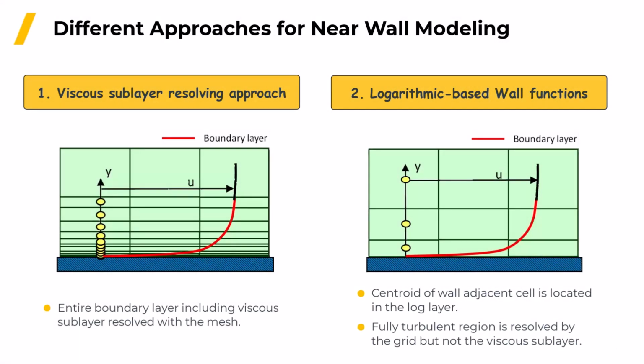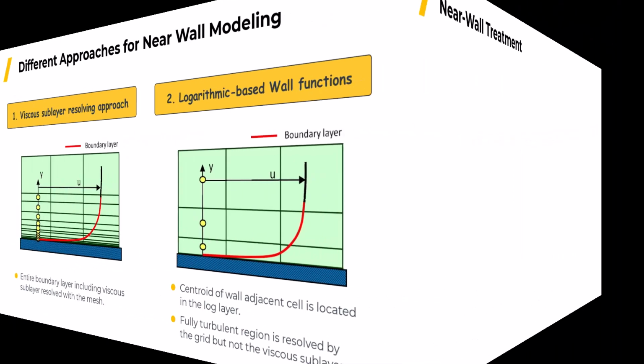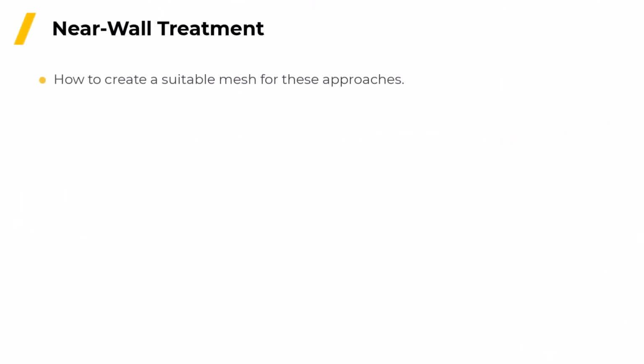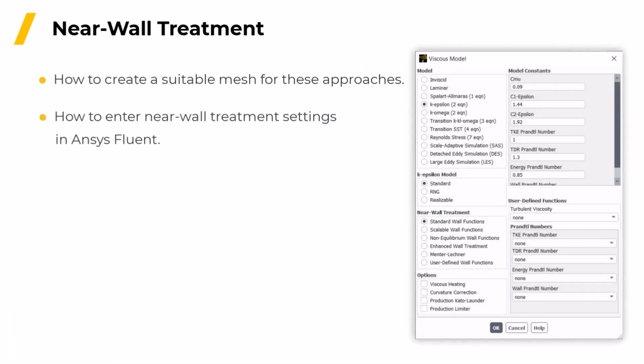Now that we have learned about the two different approaches that can be used for near wall modeling in turbulent flows, let's talk about how to create a suitable mesh for each of these approaches, and how to enter near wall treatment settings in Fluent.